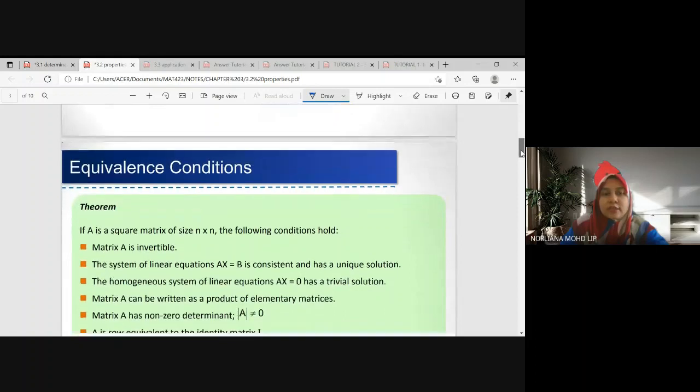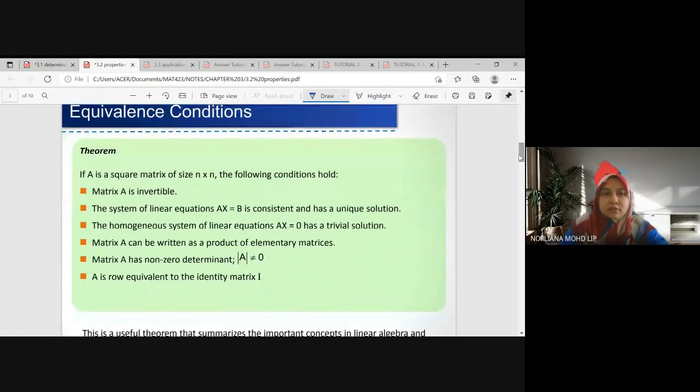Okay, and then the equivalent condition. Equivalent conditions follow this theorem. If A is a square matrix, then it follows these conditions. A is invertible. If determinant of A is not equal to 0, the system of linear equations AX equal to B is consistent and has a unique solution. The homogeneous system of linear equations AX equal to 0 has only the trivial solution. Matrix A can be written as a product of elementary matrices.